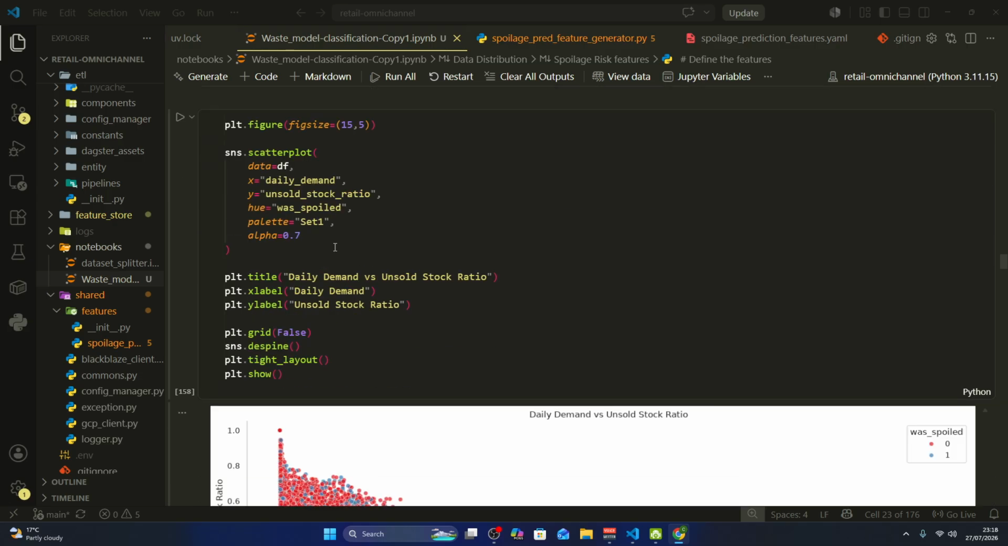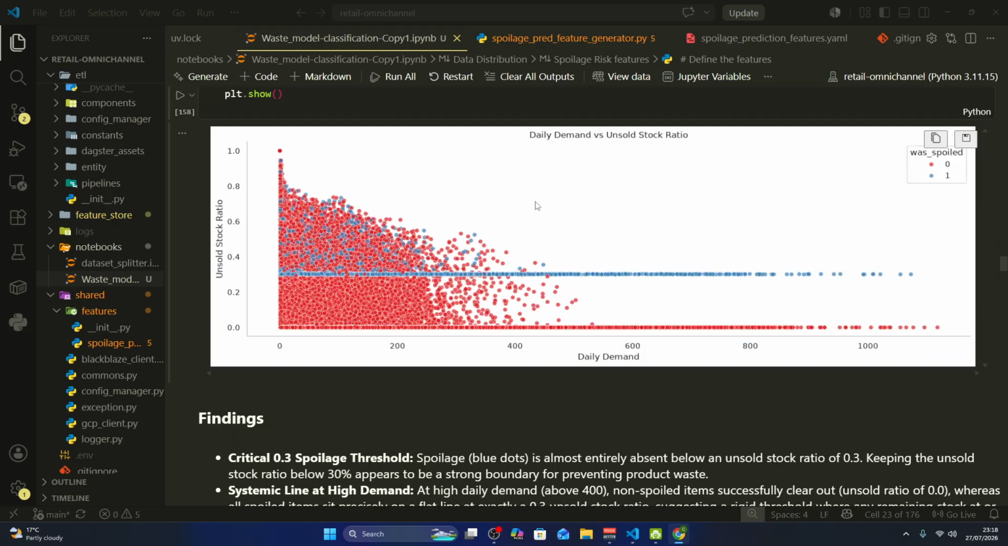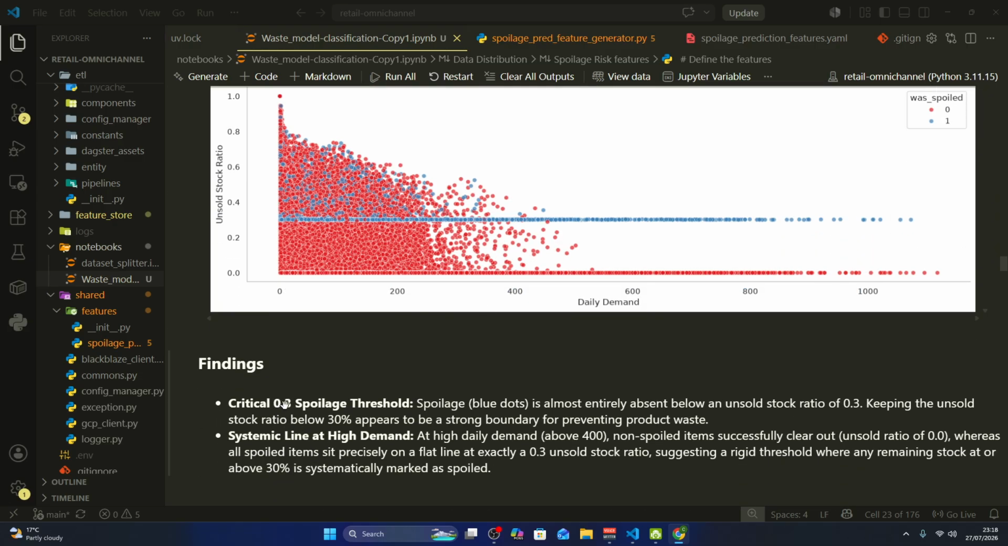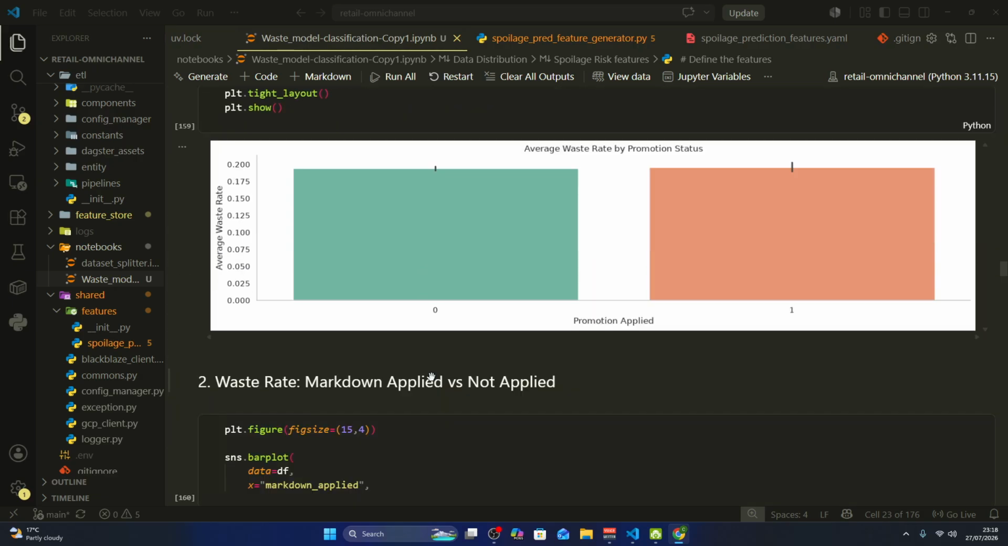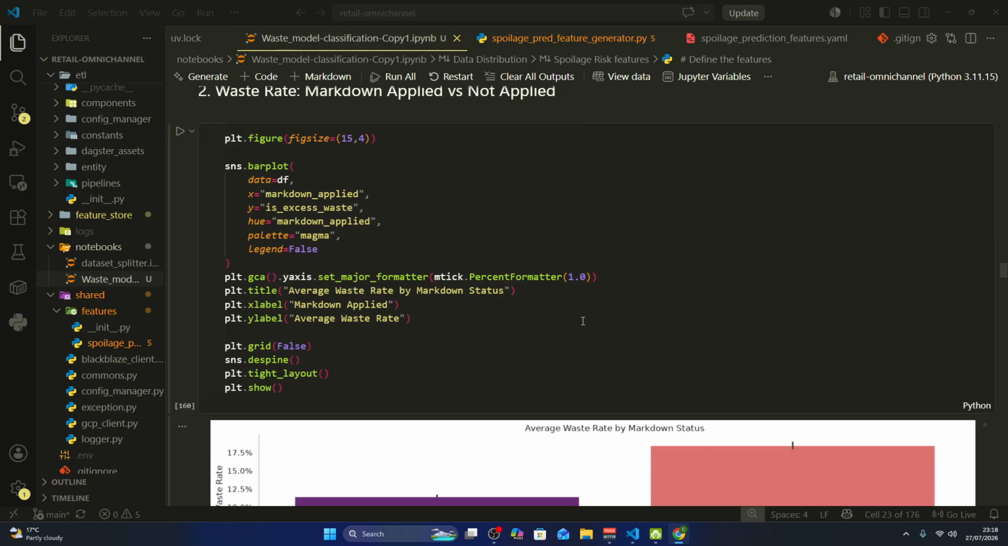Then demand versus unsold stock. There's no clear correlation. There's a critical 0.3 threshold. Spoilage, the blue dots, is almost entirely absent below an unsold ratio of that threshold. You can just read through and find out the finding. Promotions and pricing: there's not much correlation.